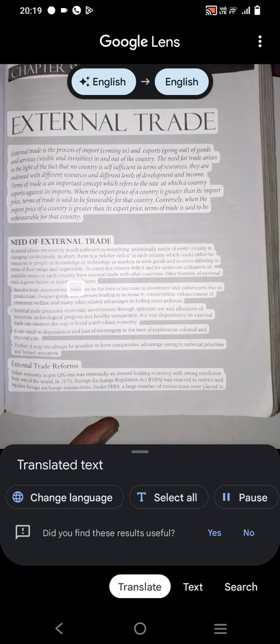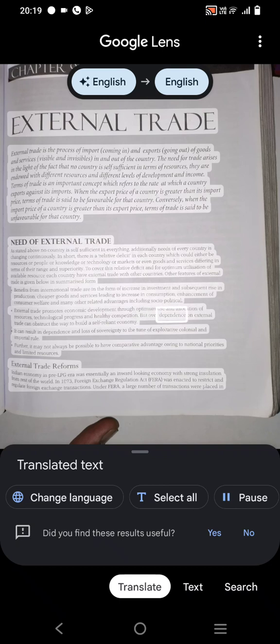Benefits from international trade are in the form of increase in investment and subsequent rise in production, cheaper goods and services leading to increase in consumption, enhancement of consumer welfare and many other related advantages, including socio-political. External trade promotes economic development through optimum use and allocation of resources, technological progress and healthy competition.